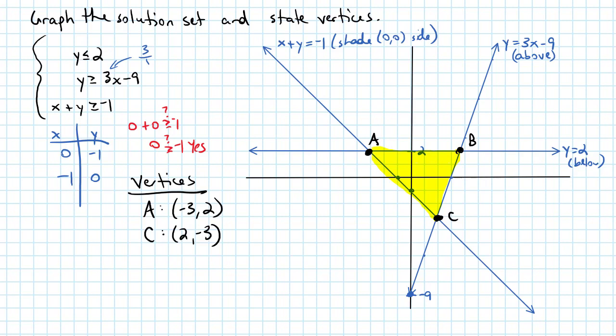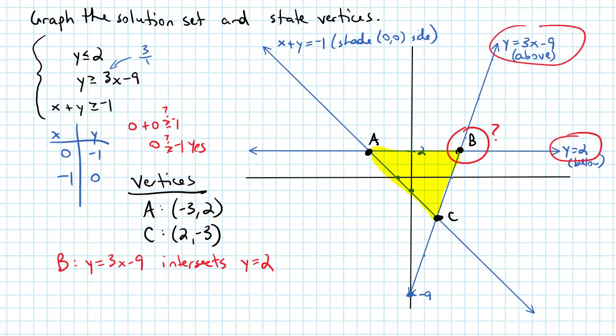So how do we figure out vertex B? That's the question. To figure out vertex B, we have to understand that vertex B is where the y equals 3x minus 9 line intersects the y equals 2 line, right? That's where those two lines cross. That's why it's important to label the equations of your lines. That's one of the reasons. So what we have to do is figure out where these intersect.